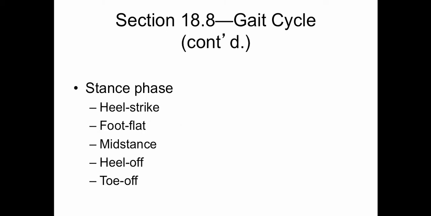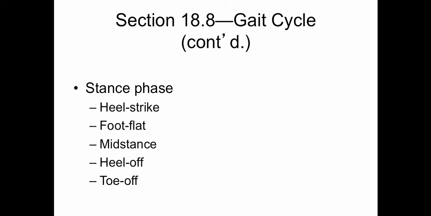Heel strike is the landmark that begins stance phase and ends swing phase. Foot flat is the moment that the entire plantar surface of the foot comes into contact with the ground. Mid-stance is the midpoint of stance phase and occurs when the weight of the body is directly over the lower extremity. Heel off is defined as the moment that the heel leaves the ground.